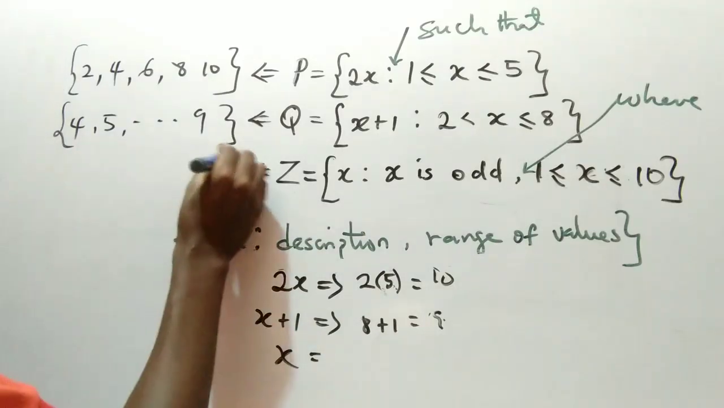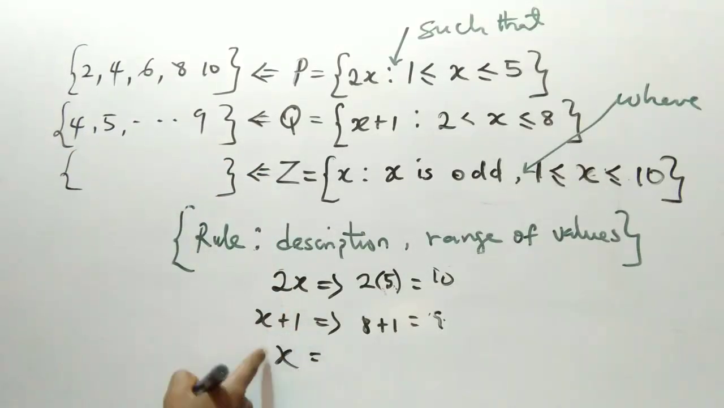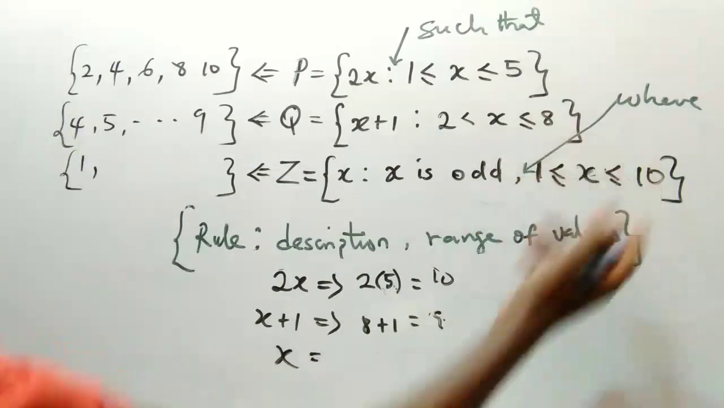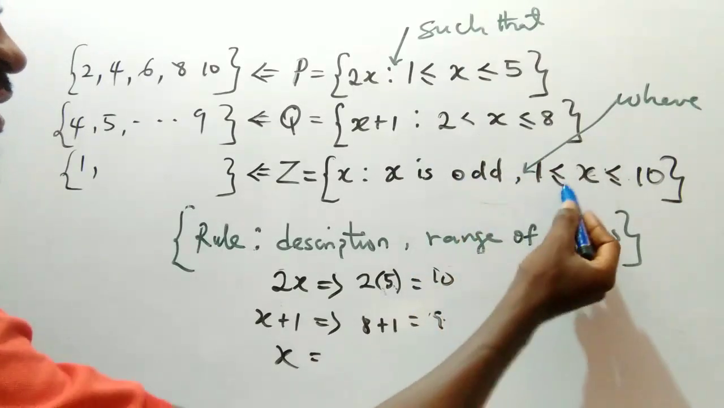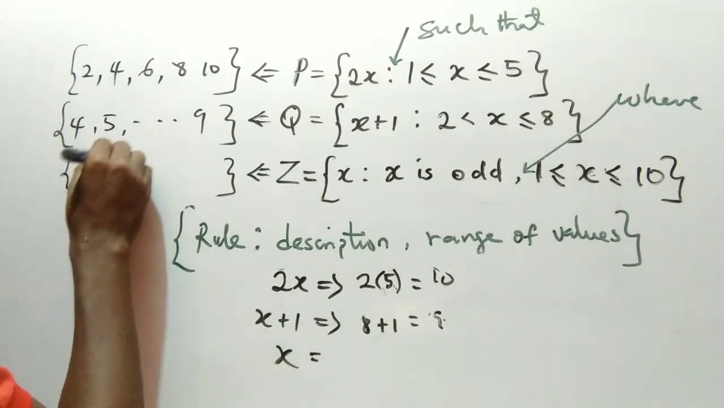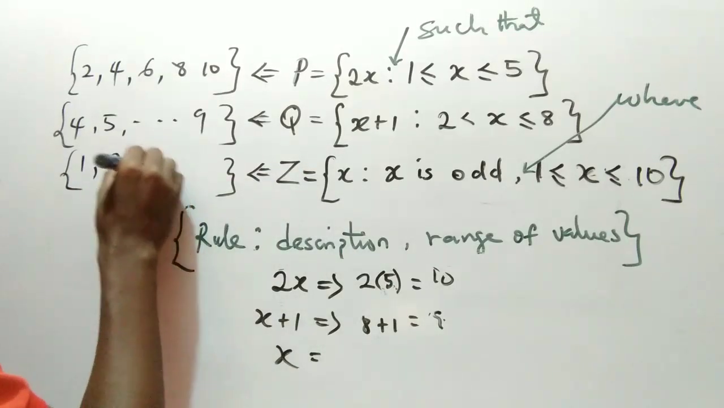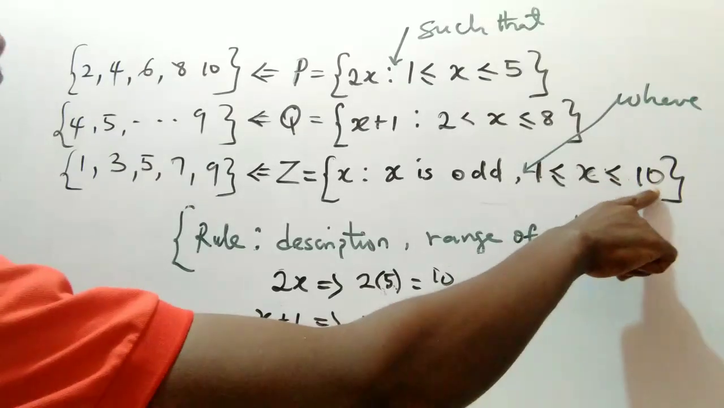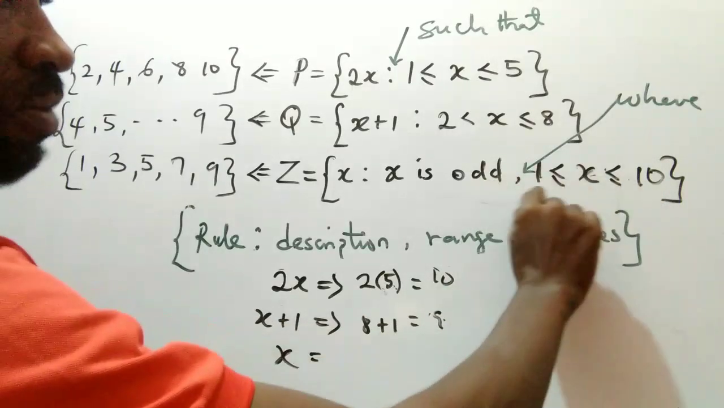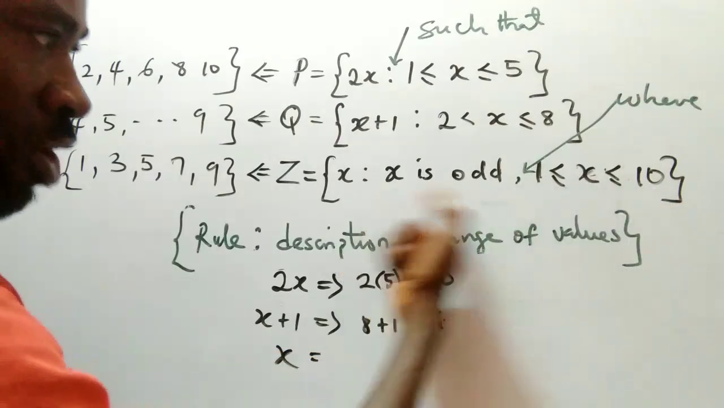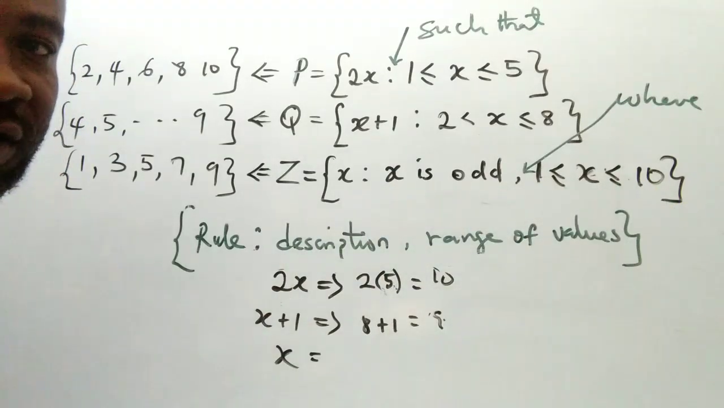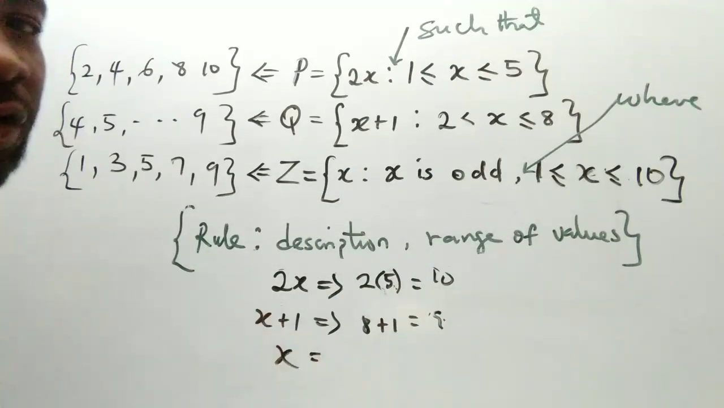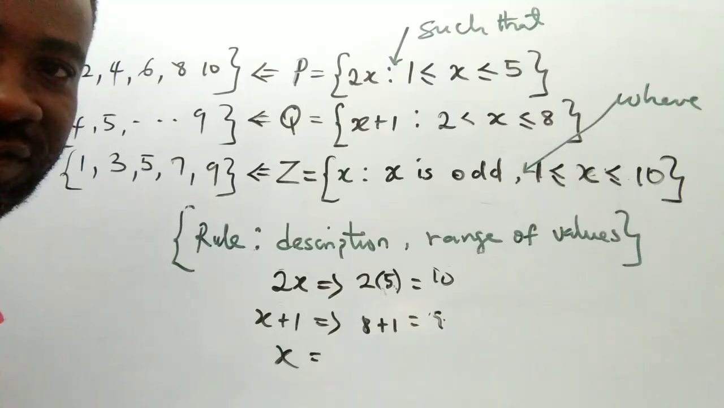So for this set Z, we pick x, which means we start from 1. The rule is just x, so just pick out the numbers in the range. After 1, the next odd number is 3. The next odd number is 5, the next 7, and the next 9. We are not going to take this 10, even though the range is given to us from 1 to 10, because of the description, which says x is odd. So this is how to list our elements.